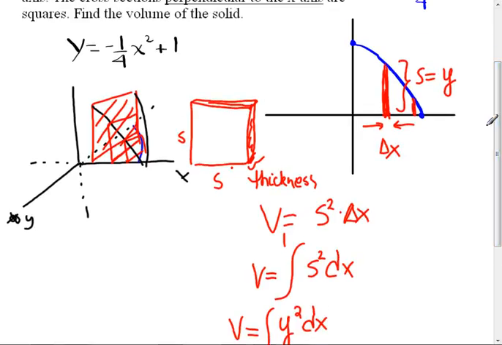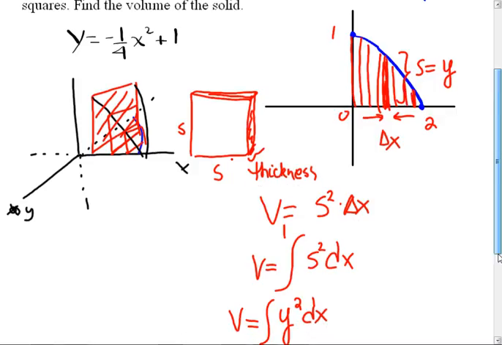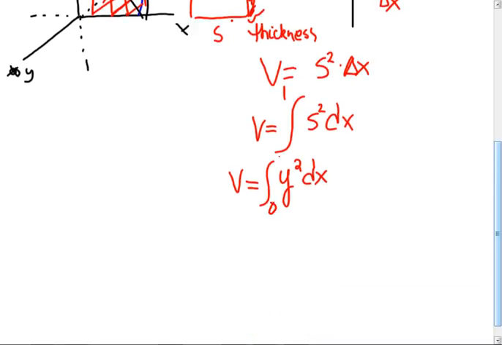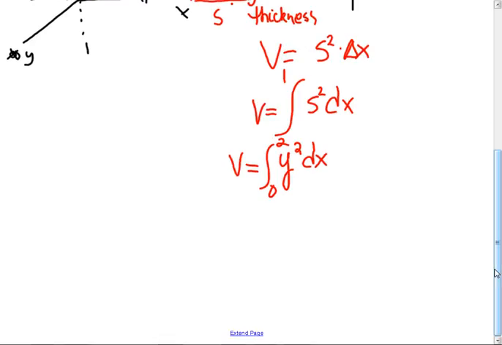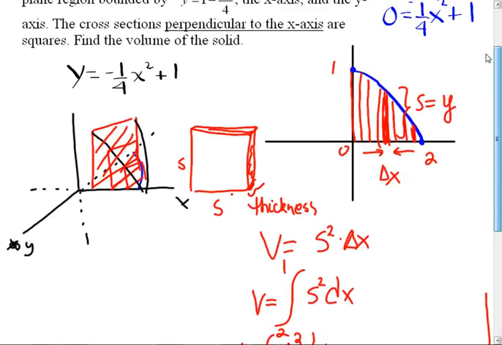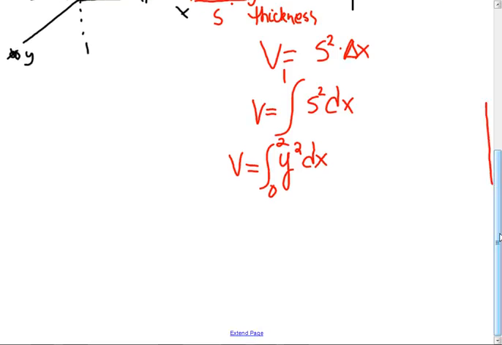This was 1, and this was what? Remember, I didn't write it. I should have. 2. So the x's start here at 0, and they're going to go to 2. Okay, now all we have to do is put in the right variable. Which variable do I want? X. Y equals 1 minus 1/4 x squared. So volume is equal to the integral from 0 to 2 of 1 minus 1/4 x squared.